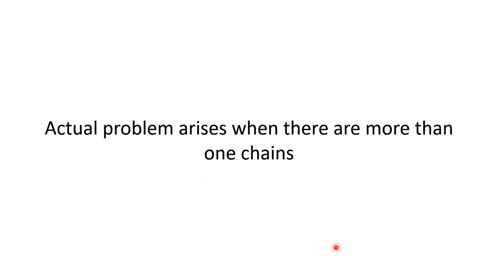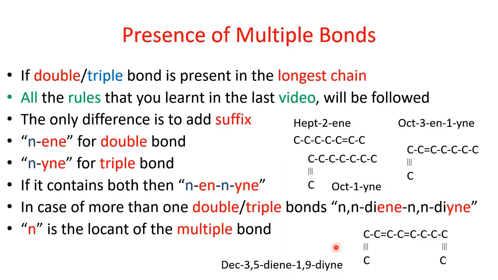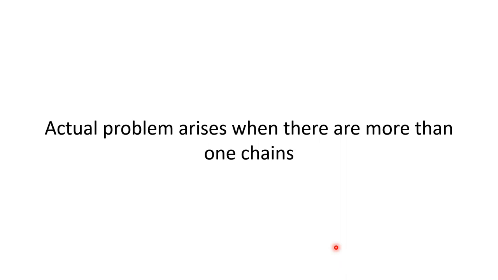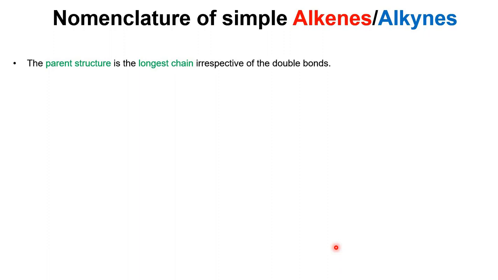The actual problem arises when there is more than one chain. In this slide, I showed you all the examples that contained only one chain. So there was no problem of selecting the parent chain because there was only a single chain and that was our parent chain. What about if there is more than one chain in the organic compound? The parent structure is the longest chain irrespective of the double bonds. That is, you will have to select the longest chain as your parent chain, while according to previous IUPAC rules, you would have to select the chain that contained the double bonds or triple bonds.